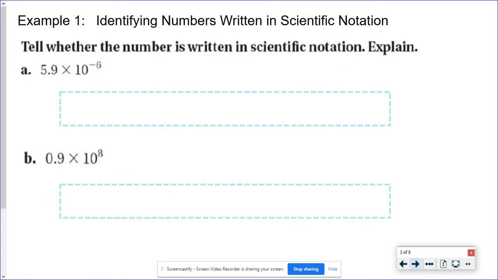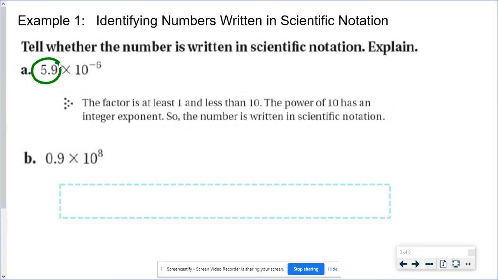So I'm going to be giving you some numbers and asking, are they written in scientific notation? As long as it has the times 10 with some power, that part we don't have to worry about. They're not going to try to trick you with that part usually. The thing that I have to worry about is the factor. This 5.9, that is 1 or more, and it's less than 10. I've got one number, the 5, in front of the decimal. Yep, that one is in scientific notation. I don't need that long explanation. The factor is the right size.